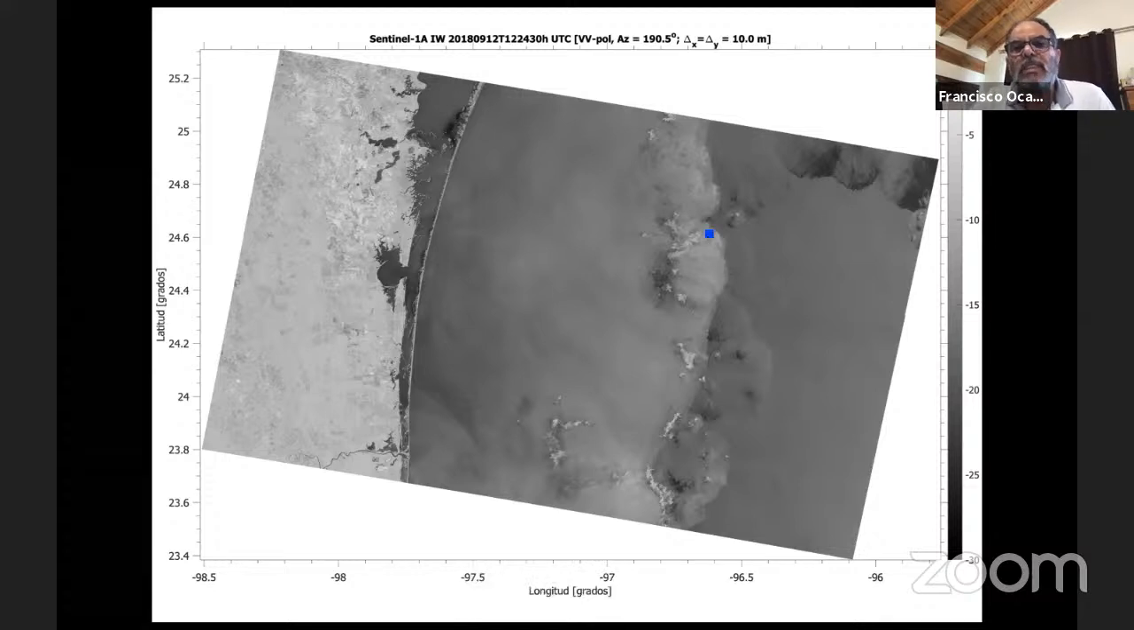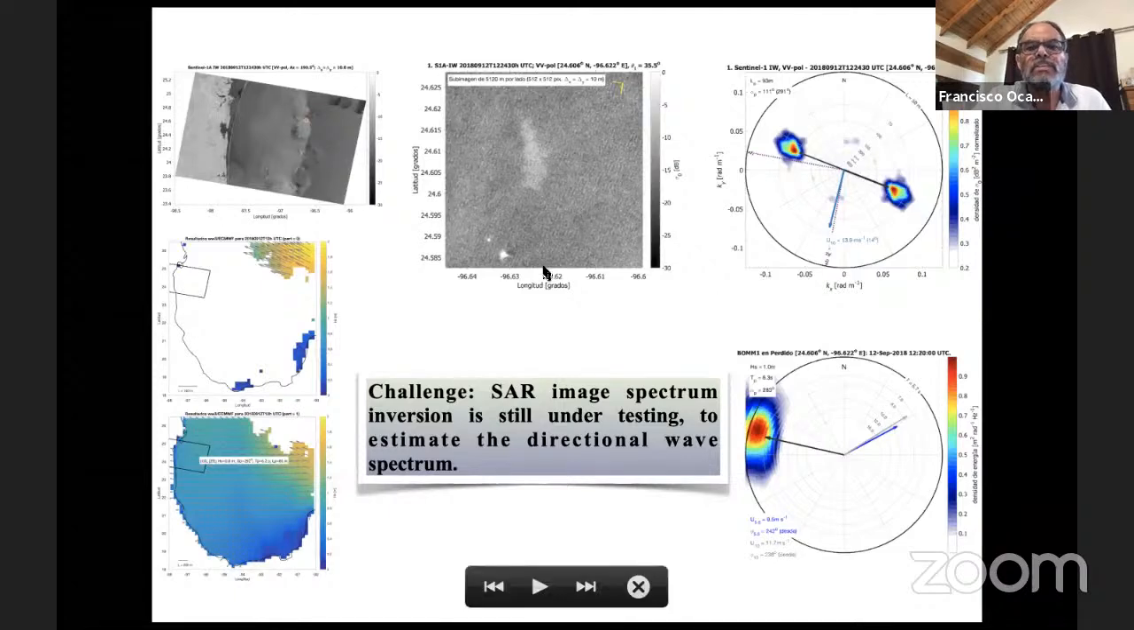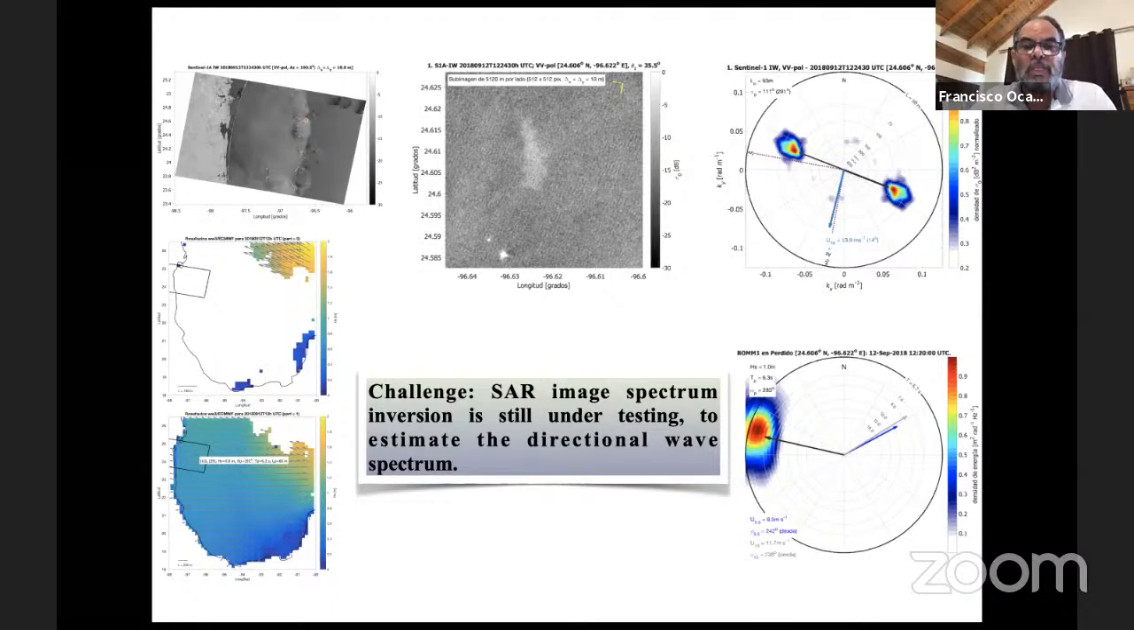blue square. Well, what we can detect here is a feature that resembles an atmospheric front, the so-called cold fronts that trigger northerly winds in the Gulf of Mexico. And we extract sub-images in that particular region, and we estimate the image spectrum directly from the sub-image, but we can also estimate the directional wave spectrum from the buoy. And this is the challenge, because we are still testing and building the code, building the model to retrieve the information of the wave spectrum from the direct information of the image spectrum obtained by a synthetic aperture radar. So this is one problem that we are still working on.